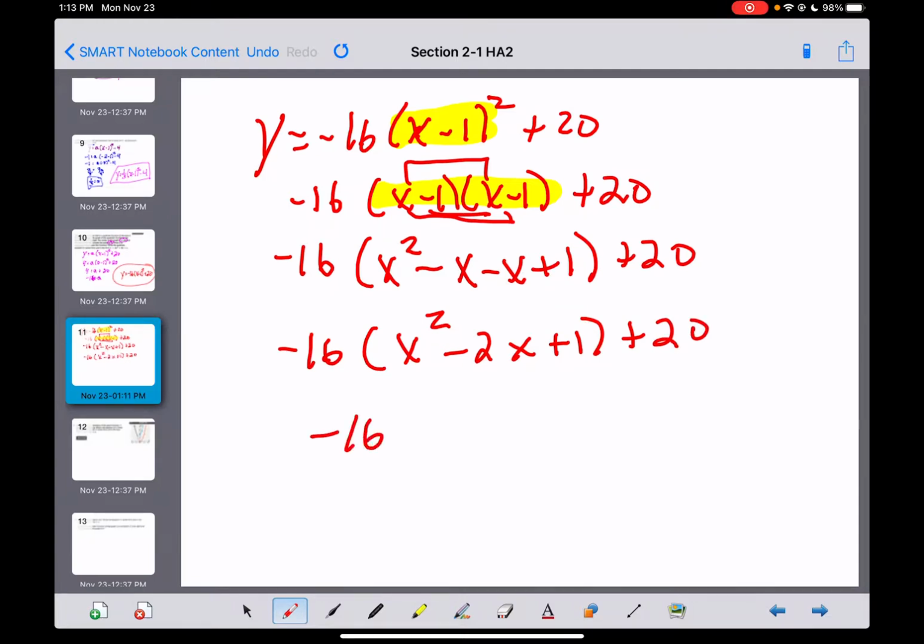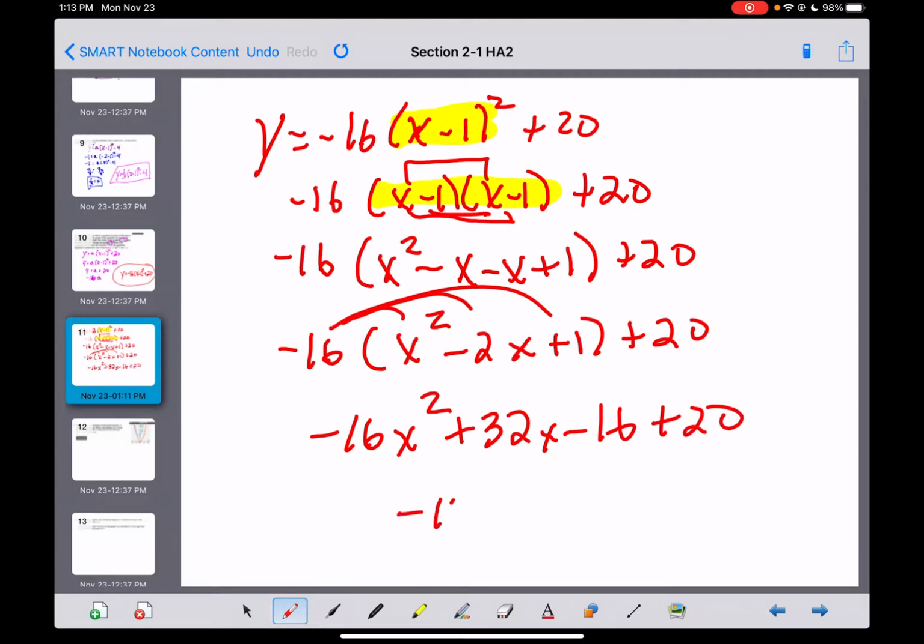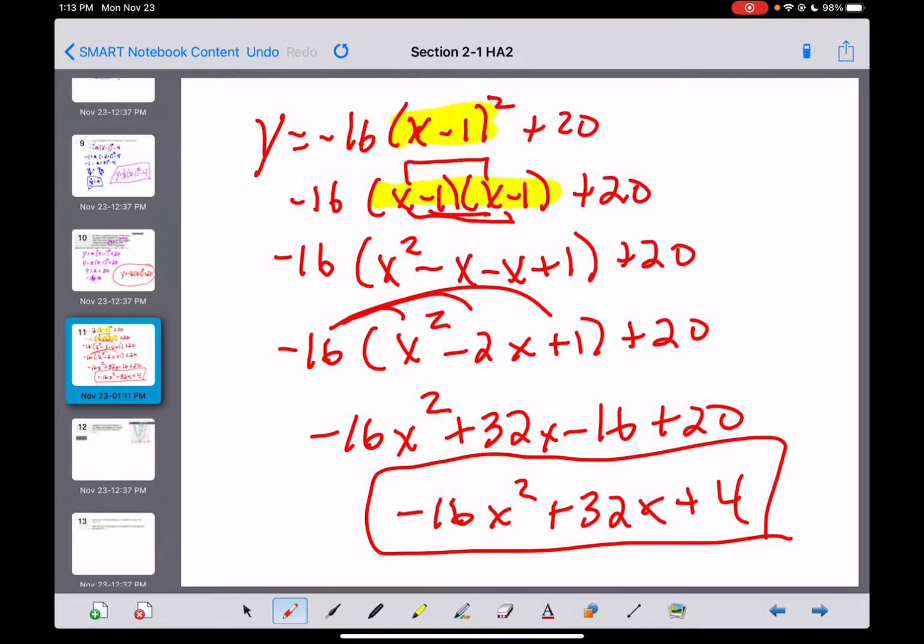So that's negative 16x squared. Now I'm distributing. Plus 32x minus 16 plus 20, which is negative 16x squared plus 32x plus 4. And there's the equation in what we call standard form. Okay, so a little bit involved in putting it in that standard form. We're going to be mostly concerned with that vertex form today, but I wanted you to be able to see what it looked like to put it in standard form.